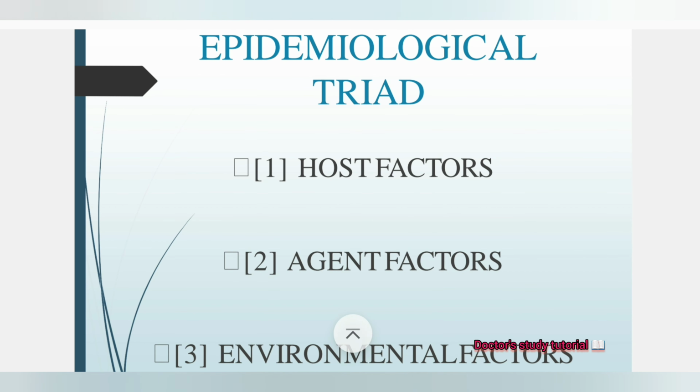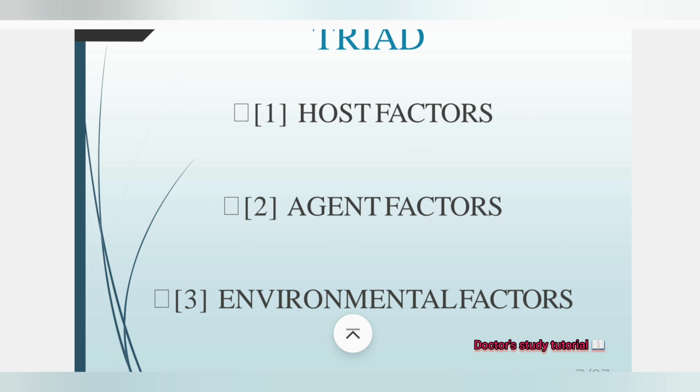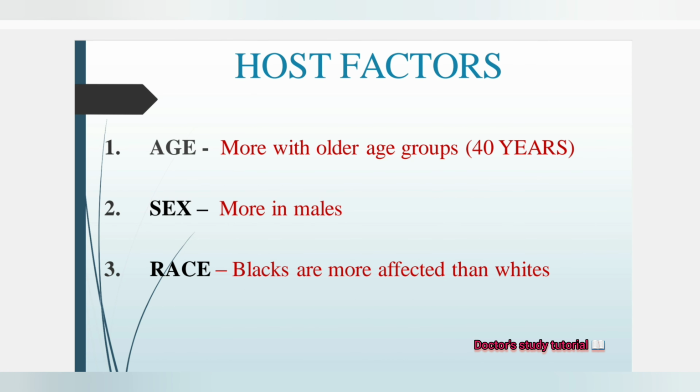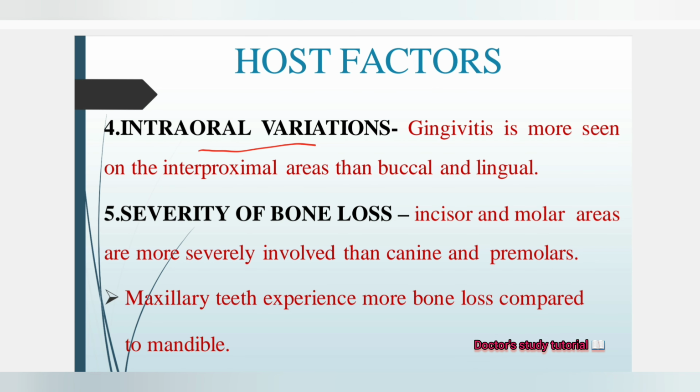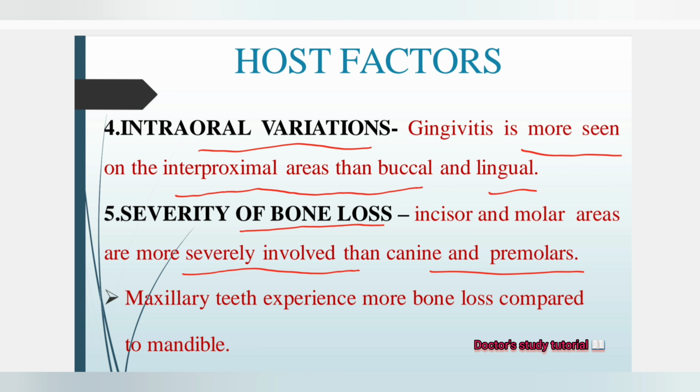Epidemiological triad consists of host factor, agent factor and environmental factors. The host factor consists of age, more in older age, greater than 40 years; sex, more in males; race, blacks are more affected than whites. Intraoral variation: gingivitis is more seen in the interproximal area than the buccal or lingual area. Severity of bone loss: incisor and molar areas are more severely involved than canine and premolar. Maxillary teeth experience more bone loss compared to the mandible.